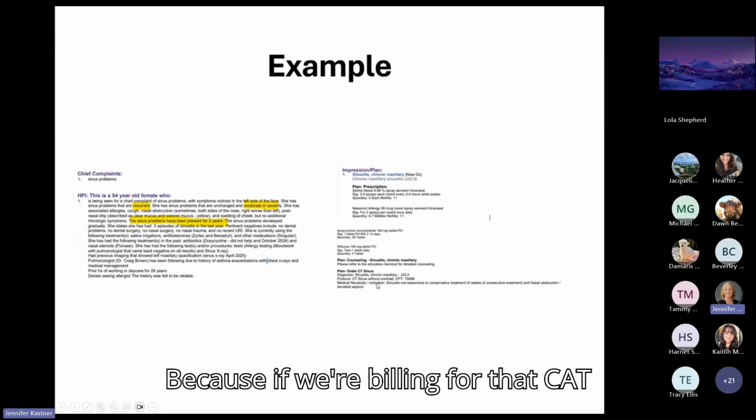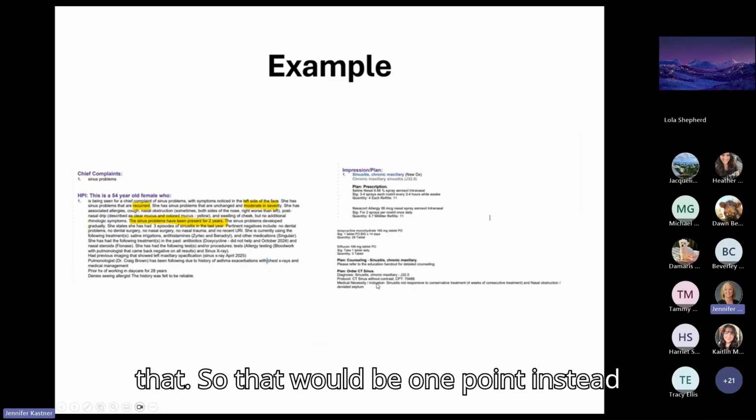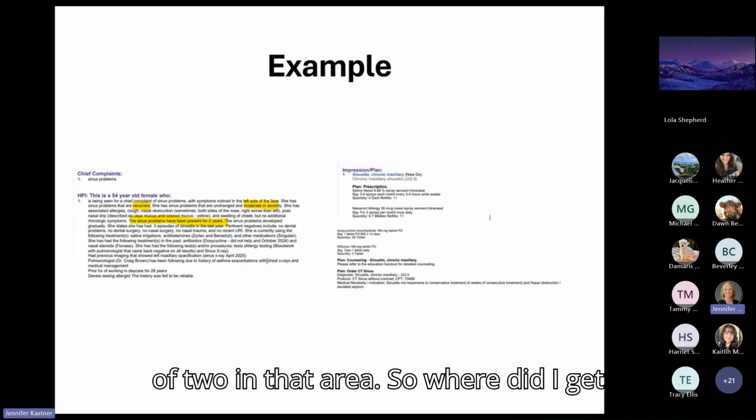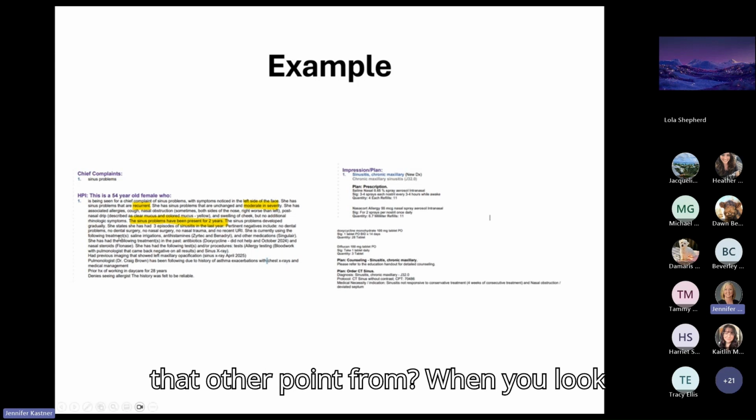Because if we're billing for that CAT scan, then we cannot give credit for that. So that would be 1 point instead of 2 in that area. So where did I get that other point from?